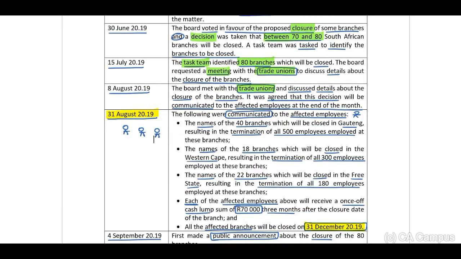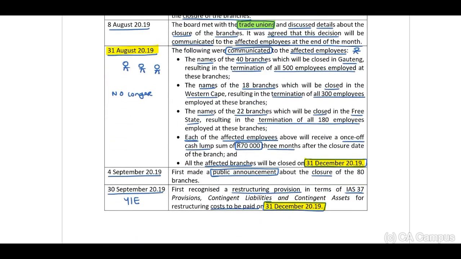Remember now, guys, this is in terms of the fact that they can no longer withdraw from this offer. On the 4th of September, they made the first public announcement that they will close. And then, guys, not year end, 30 September 2019, they recognized restructuring provision in terms of IAS 37, costs to be paid at year end. Okay, now guys, you're still with me on this one.